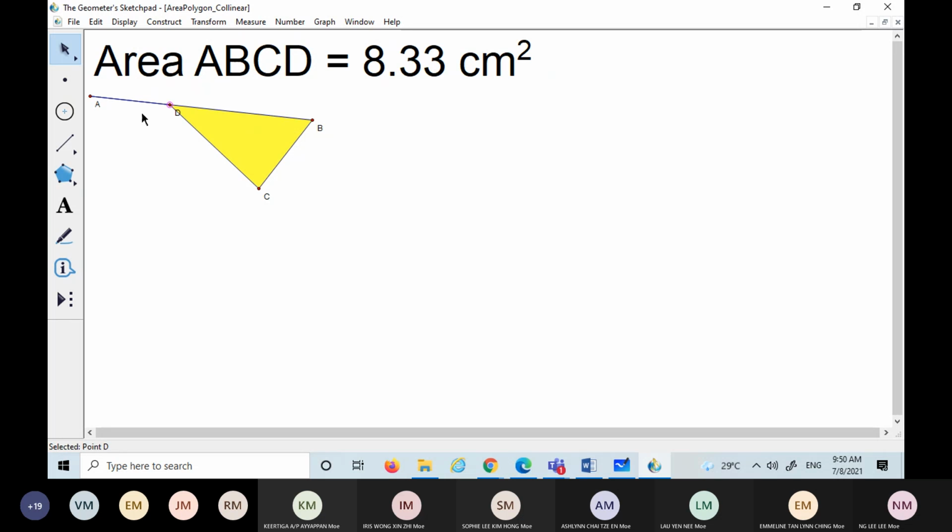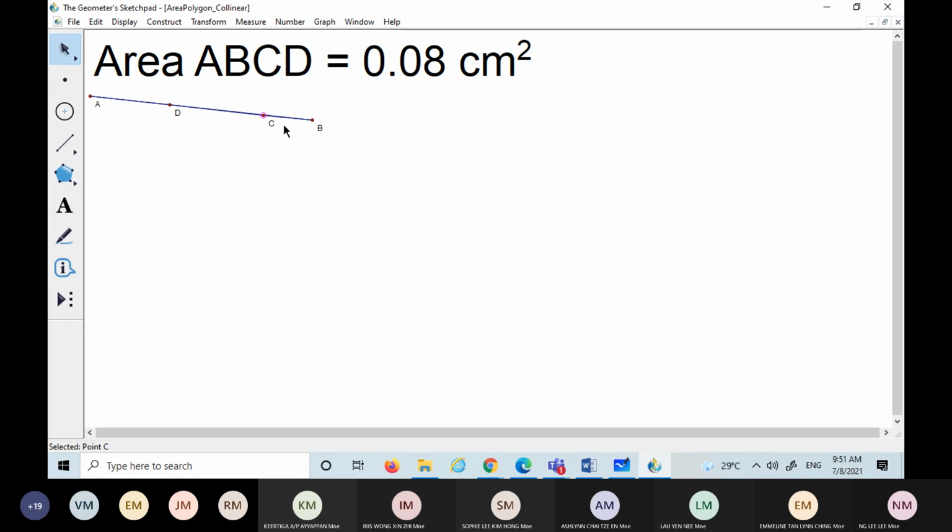Oh, I know already. I have to unselect this point D. Yes. Now you see, it's almost 0 already. I will try. I don't know whether I can get it or not. Oh, very, very near. I can't get exactly 0, but it's very near to 0 already.